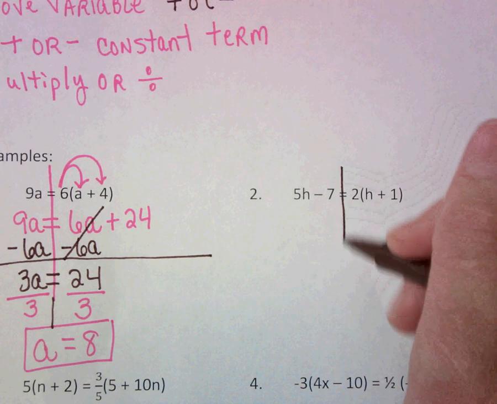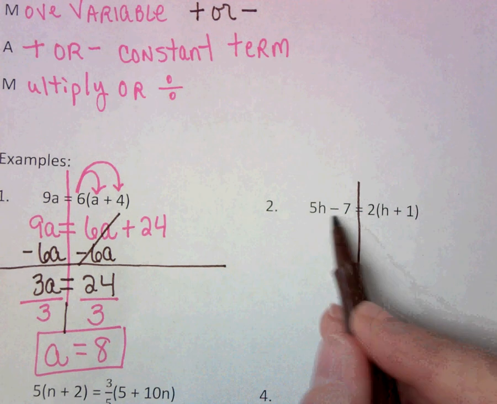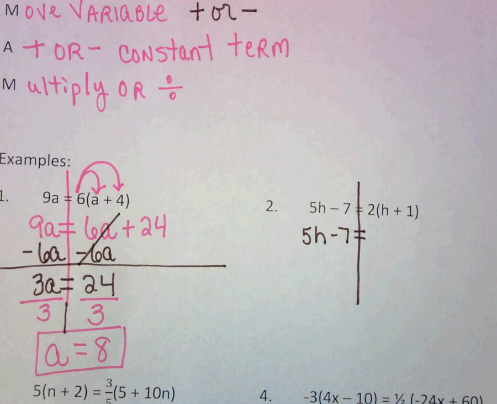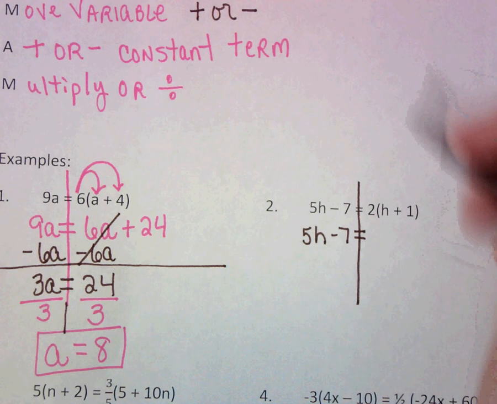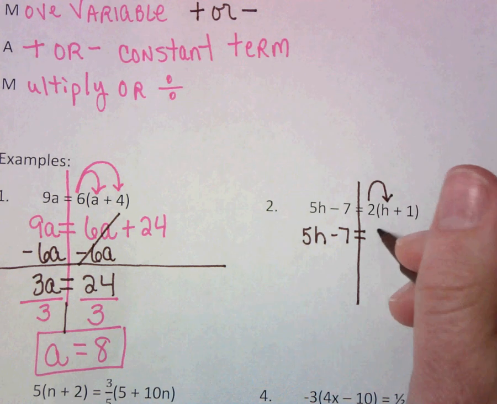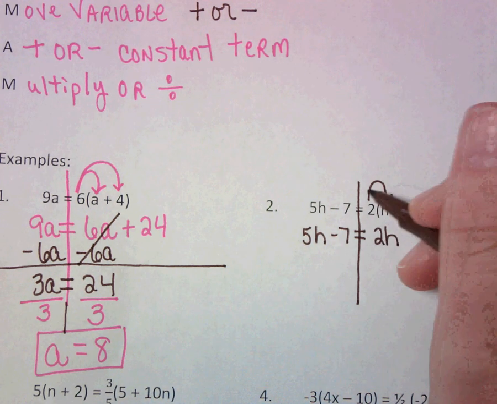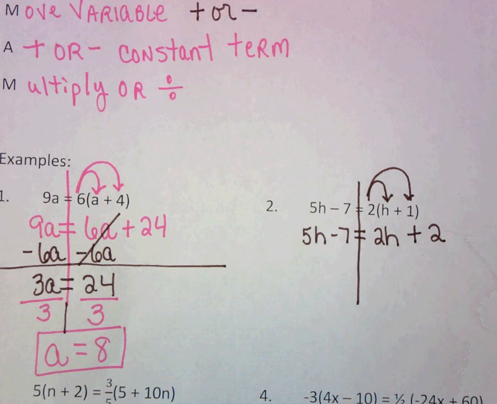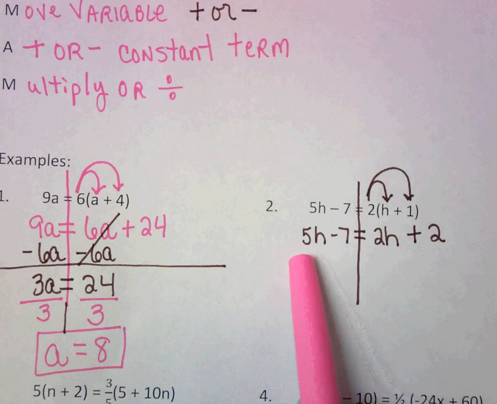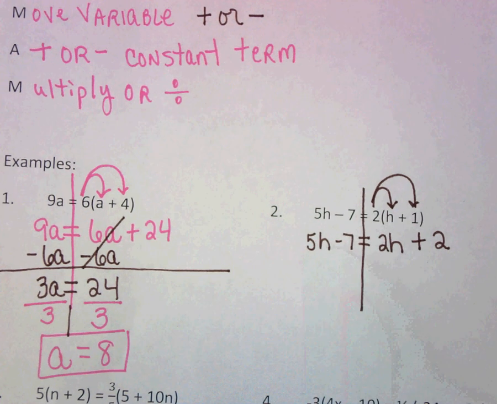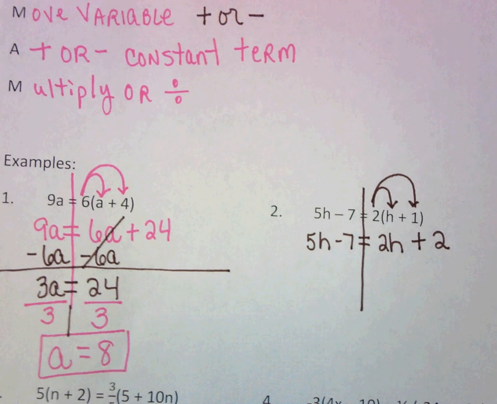Okay, let's look at this one. No distributive property. This is going to stay the same for right now. On the right, we need to distribute. 2 times h is 2h. 2 times 1 is 2. Okay. Next step, see if we have any like terms. No, we do not. None right here. None right here.